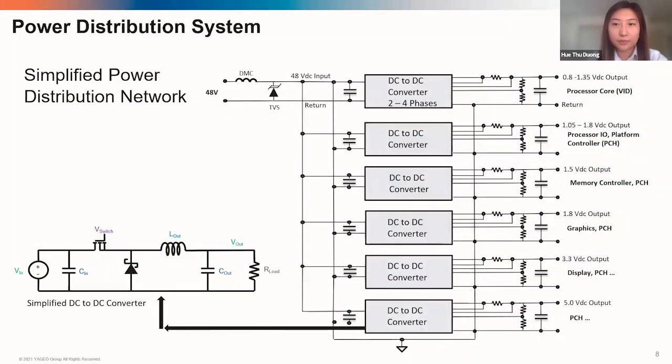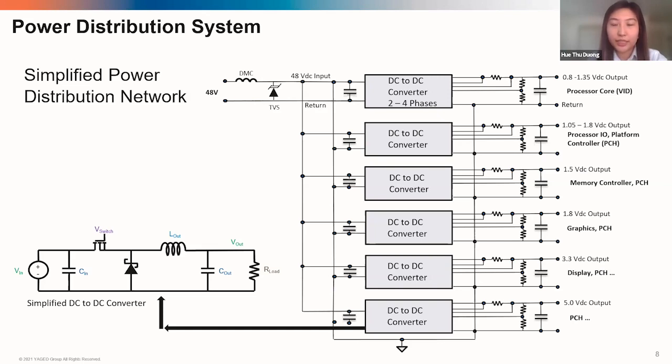So this is an example of a power distribution system, which is converting supply voltage, and in this case, 48 volts. This system has multiple DC to DC converters, as you can see, and these are attached to the main power supply, which converts the 48 volts down to the various voltages that are used by the digital chips. Displays, memory controllers, processors, and etc.